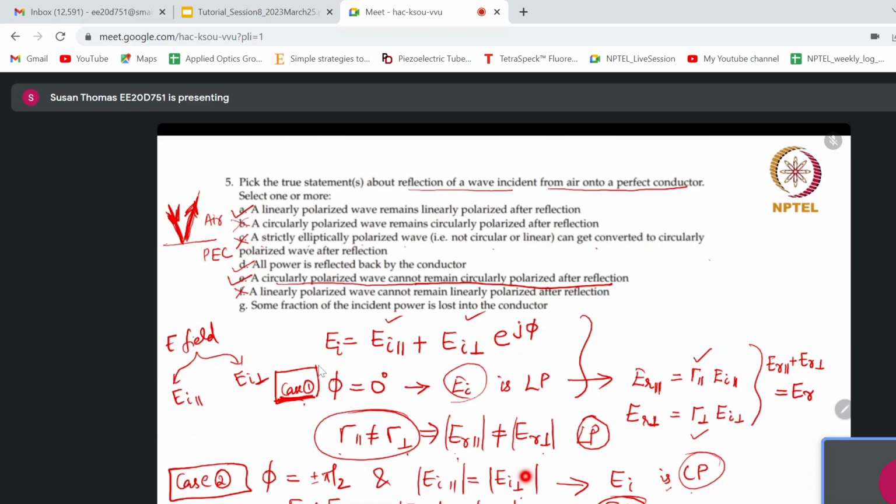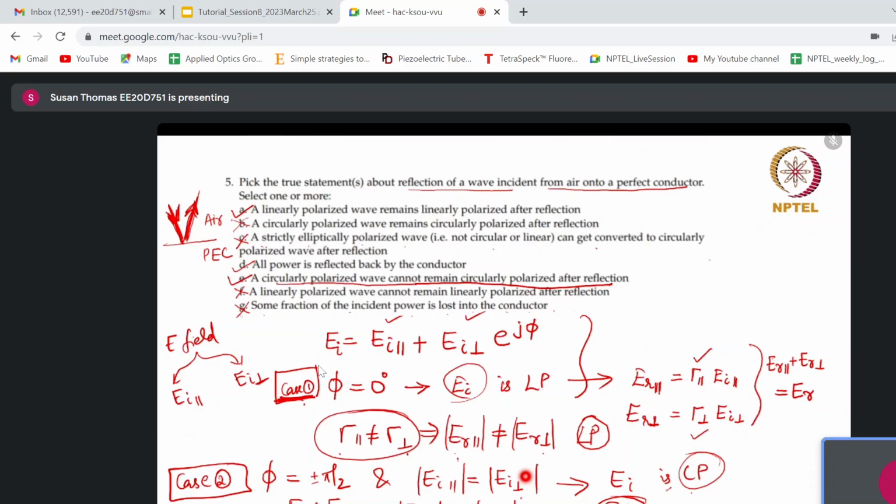Okay, because for the phase, there is no change in phase, it's always 0. Coming to the statement G here, what is that? Some fraction of the incident power is lost into the conductor. There is no way that it can happen. There is no transmission into the conductor and therefore there is no power lost into the conductor.